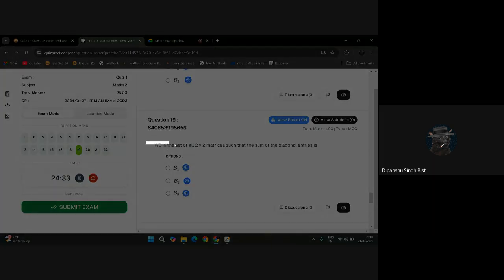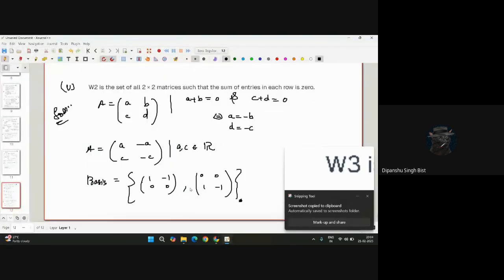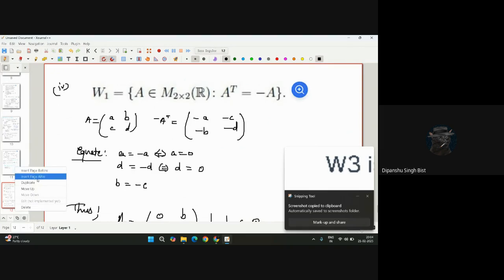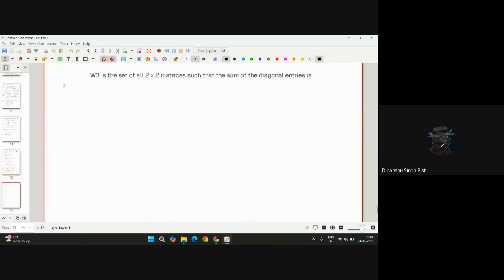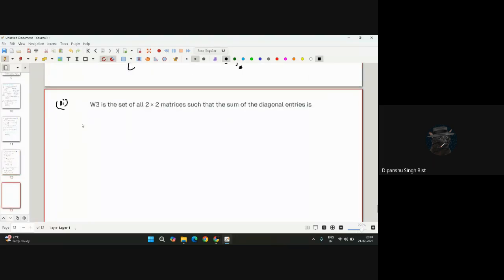And then W3 says it's a set of all 2 cross 2 matrices such that the sum of diagonal entries is 0. This time we need to make the sum of diagonal entries 0. Let's write it directly. So W3 is the set of matrices with sum of diagonal entries 0: A, minus A on the diagonal, and B, C off the diagonal, for A, B, C belonging to real numbers. That means the dimension is going to be 3.